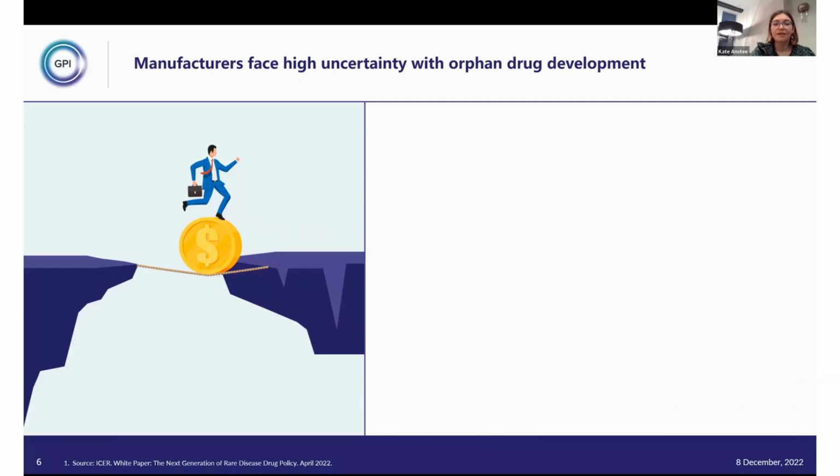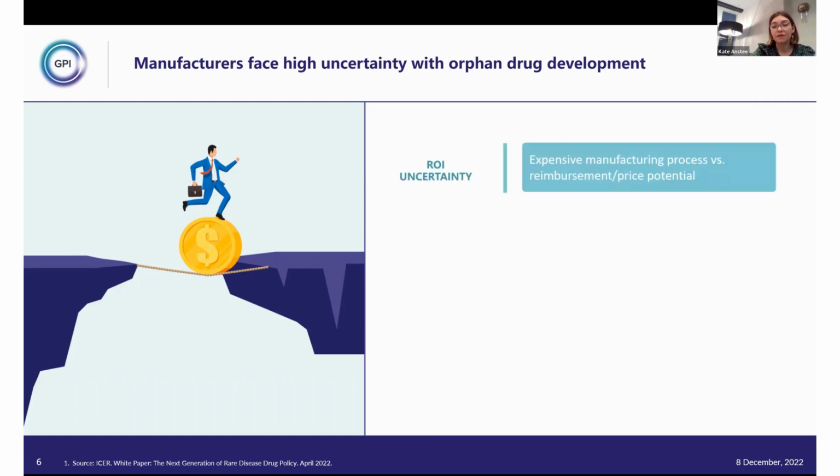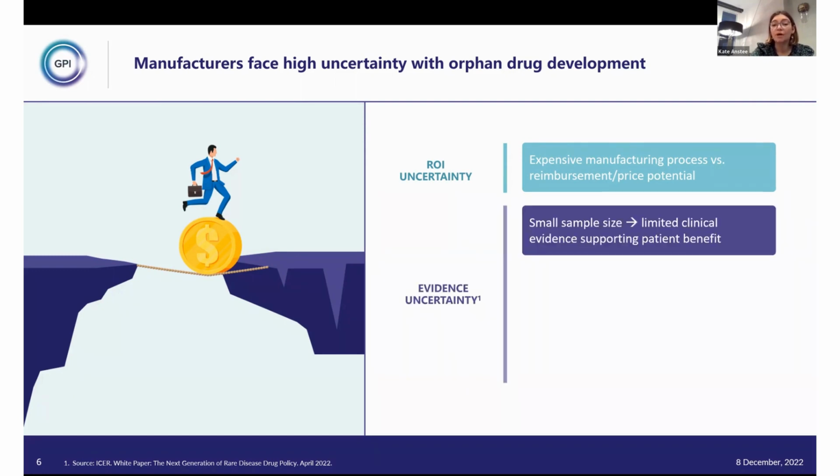In addition to the potential competition, manufacturers face many uncertainties during the development of an orphan drug. Most challenging is obtaining return on investment. Manufacturing and development costs of orphan drugs are expensive. However, securing reimbursement and a premium price to recoup these costs is very uncertain. One of the main reasons for the high costs is that a lot of research and development is required to generate evidence of clinical benefit.